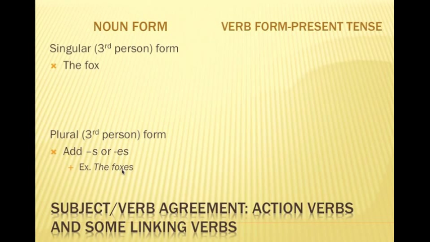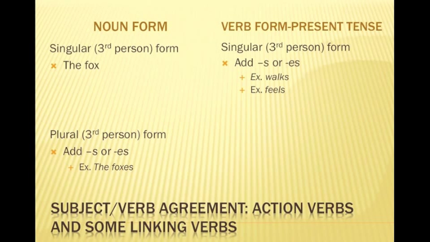So in this case, since we have the k sound with fox, this is what's called a voiceless consonant. We would add ES to the idea. But again, that's not always necessary. A lot depends on which particular consonant it's going to be. Now notice, though, that we are focusing on the present tense for a moment, because the present tense is generally where we have to worry about agreement.